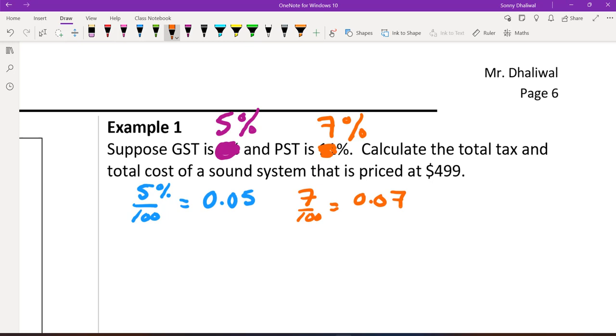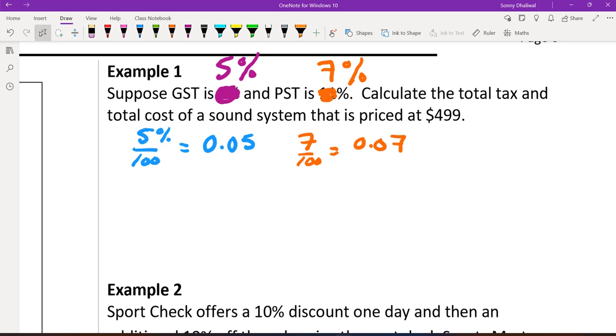Yes, Henry? Could you just add 5 and 7 together? We'll get into that, okay? So we're doing one step at a time here. Okay, so to find the amount that we spend on GST, we go our percentage times how much you want to find the percentage of. So what is 0.05 times 499? All right, so we use a calculator for that. That's why we have calculators.